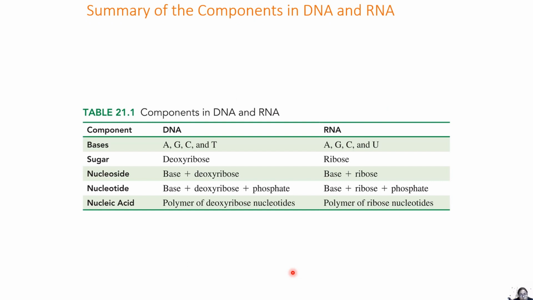So this is a summary of the components in DNA and RNA. We have the bases A, G, C, T in DNA, and in RNA we have A, G, C, U. The sugar will be deoxyribose in case of DNA and ribose in case of RNA. The nucleoside will contain base plus deoxyribose in DNA, base plus ribose in RNA. The nucleotide will contain base plus deoxyribose plus phosphate. In RNA it will contain base plus ribose plus phosphate. And the nucleic acid will be a polymer of deoxyribonucleotides in DNA and a polymer of ribonucleotides in RNA.